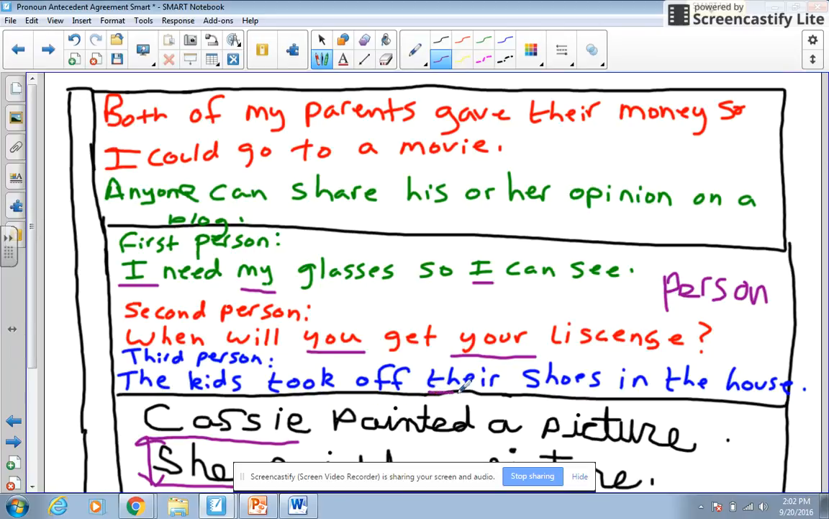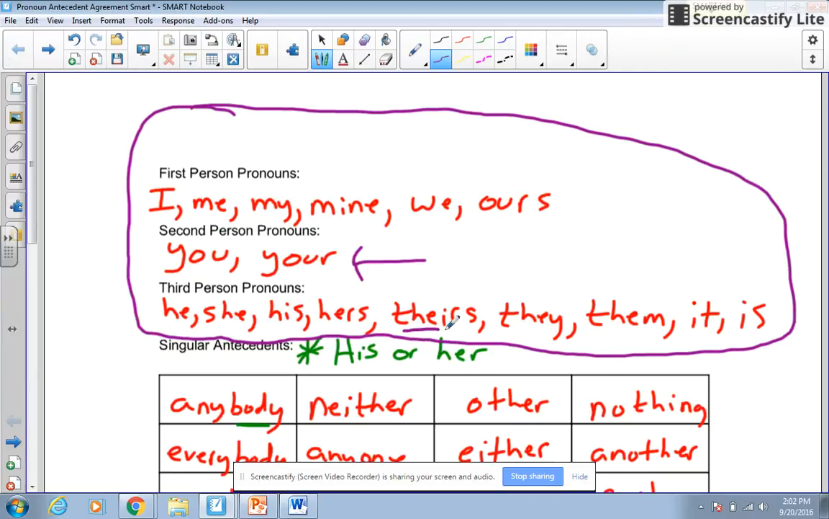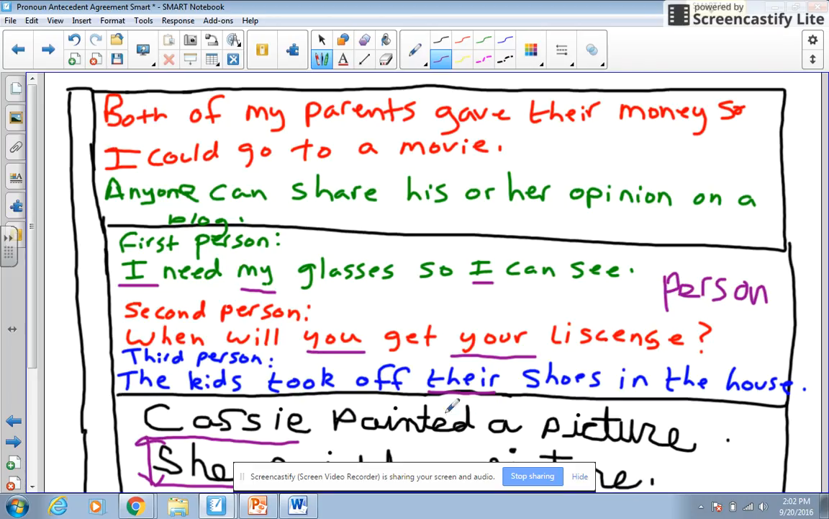Third person, the kids took off their shoes in the house. Notice how we have their. That's a third person pronoun. If we look at our chart, it's right here. This sentence is in third person. It agrees with each other. All the pronouns and antecedents do.